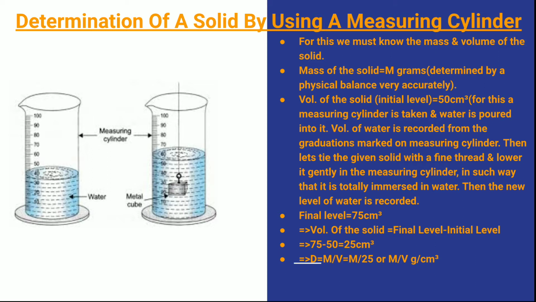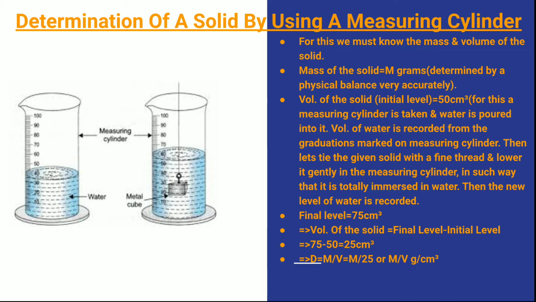Inside the water, we see the level of water has come up to a certain height. It has increased because the solid which has been dropped in has displaced its own volume, so that much water has come up. Now we take the final level of the water. For example, if we take the initial level as 50 centimeter cube and the final level as 75 centimeter cube, the volume of the solid will be the volume of the water displaced.